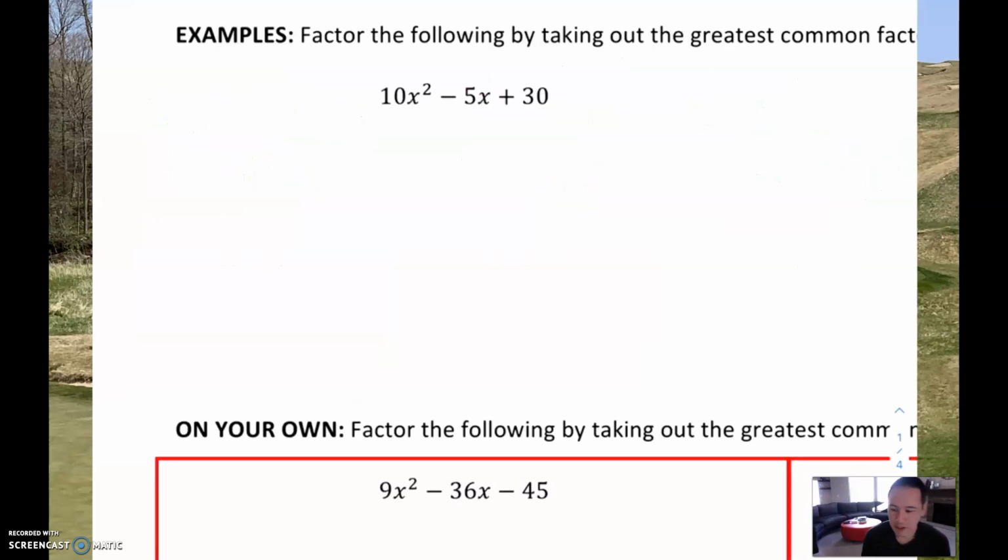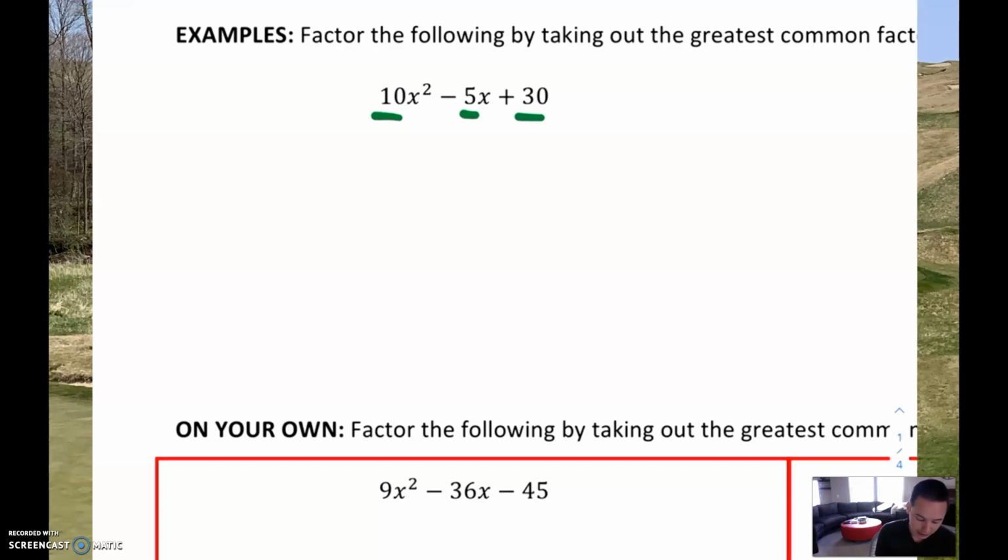All right, we're going to move on to a couple examples here where we're going to take out the greatest common factor. So we're going to be factoring this. We're going to start out by just taking out the number, and then later on in the examples, we'll make it more difficult and include the variables as well. But for the first one, I look at 10x squared, the 10, the 5, and the 30, and I want to know what number they all have in common.